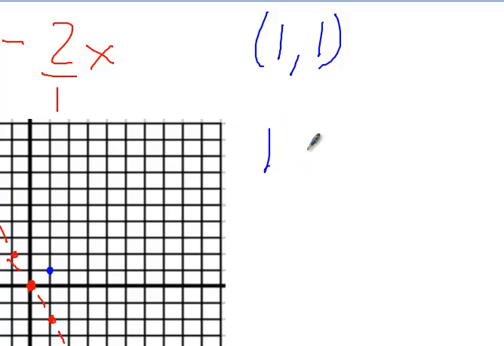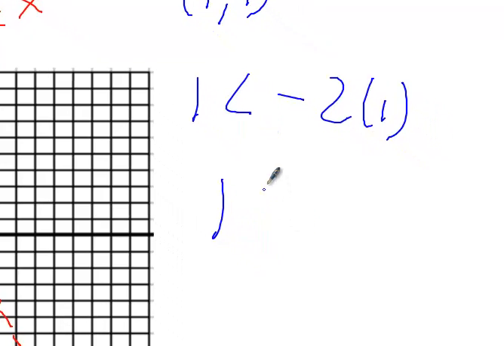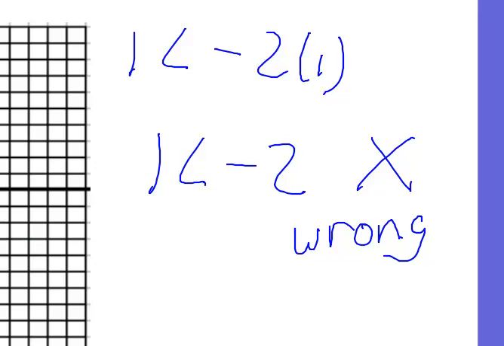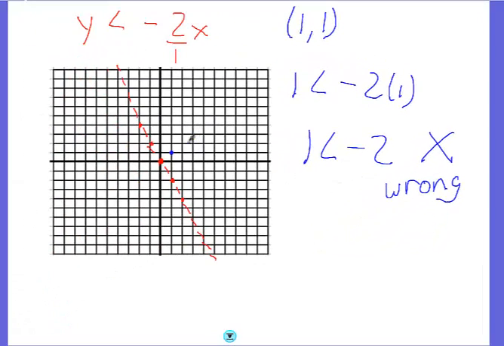All you do is substitute those in. So there's a 1 for y is less than negative 2 times 1, which says 1 is less than negative 2. Is this a true statement? Is 1 less than negative 2? No, that's wrong. That's not right. Not a true statement. Our test point is above the line. That gave us a false inequality, so you're going to jump and shade on the opposite side.